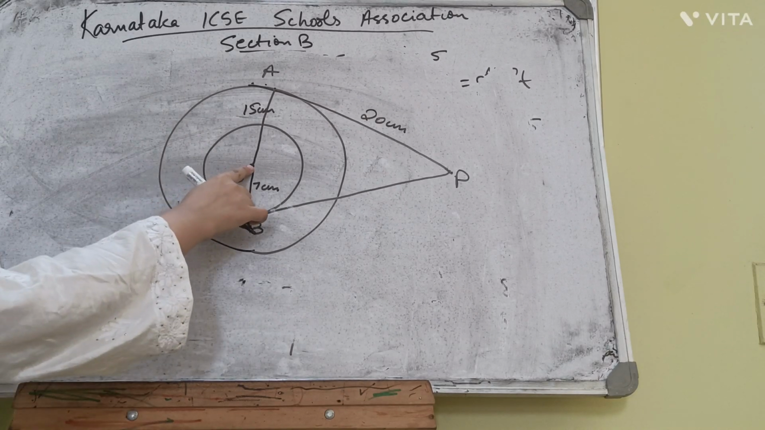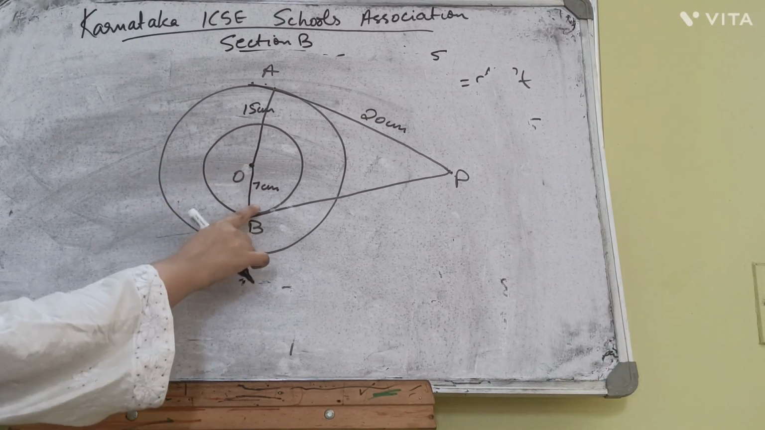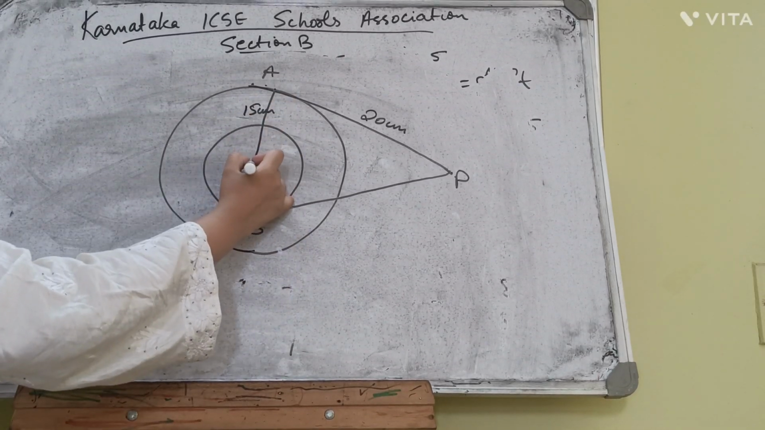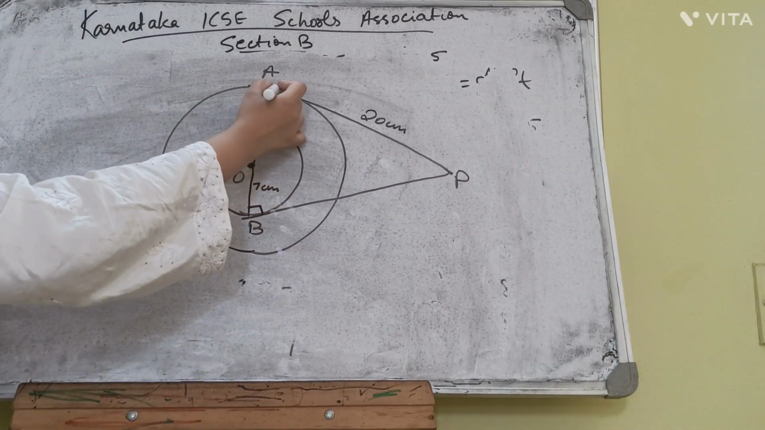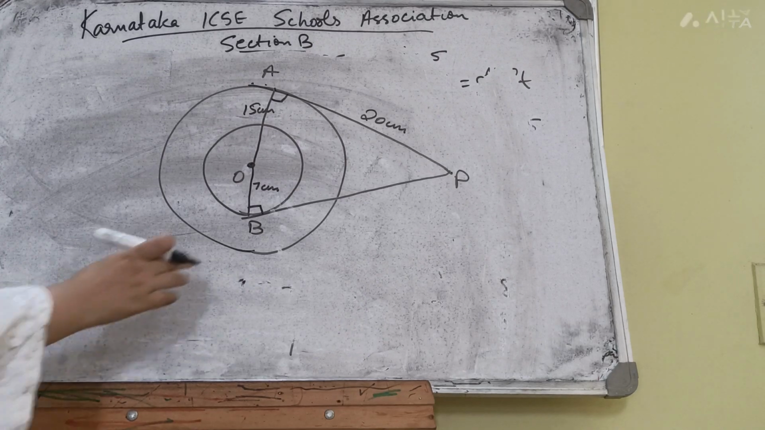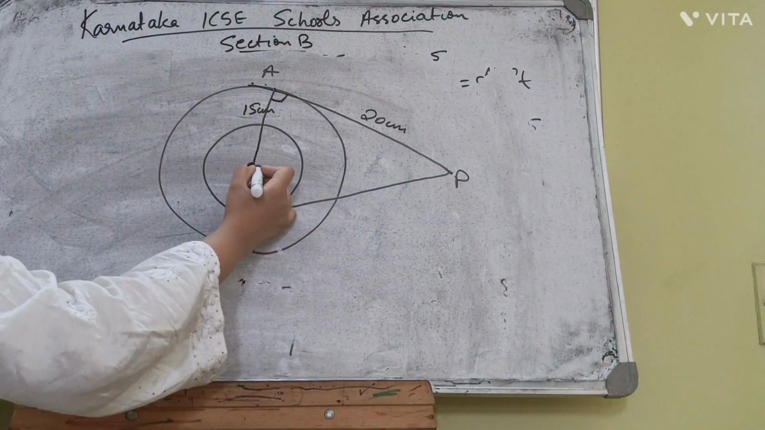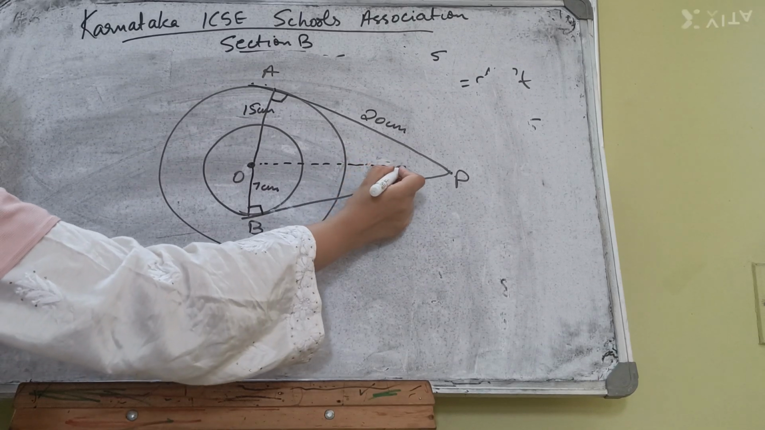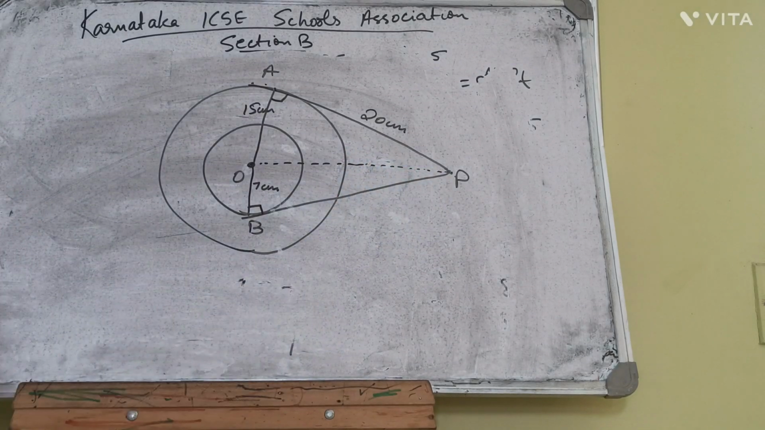Now we know from the tangent properties that when you draw a line connecting from the center to tangent, it is always perpendicular. So here also from this point till this circle, this will also be perpendicular, 90 degree. The question says find the length of BP. We need to find the length of BP. So first we will make this connection.